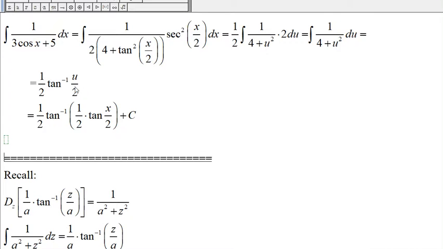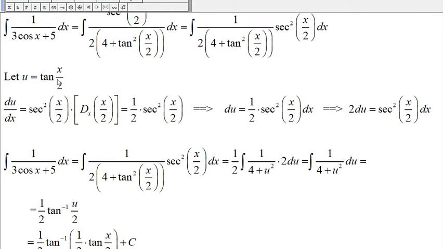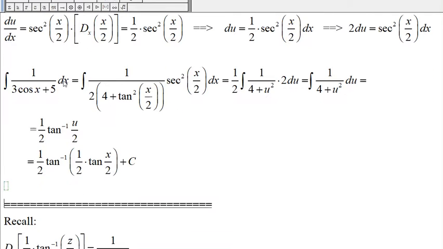But recall that u is tangent of x over 2. So this is 1/2 times tangent inverse of u over 2, where u is tangent of x over 2. And so we get 1/2 times tangent inverse of tangent of x over 2 over 2. And this is the answer right here.